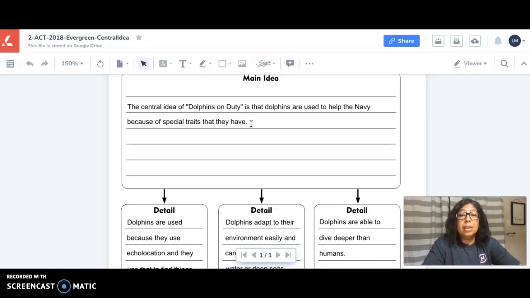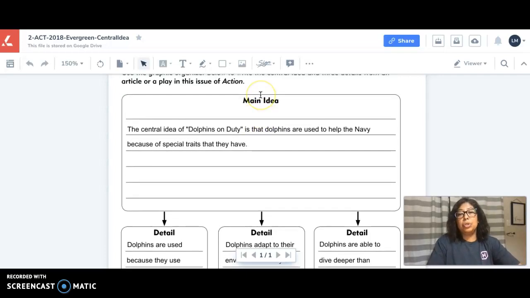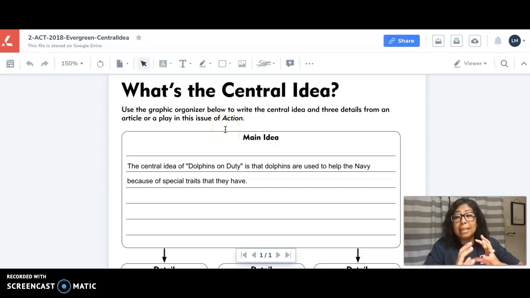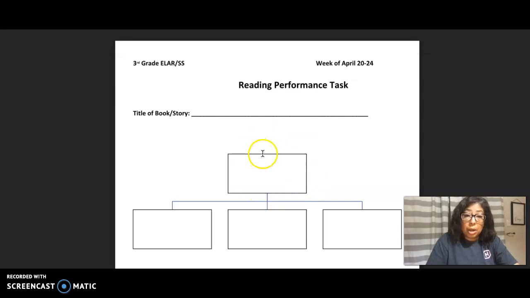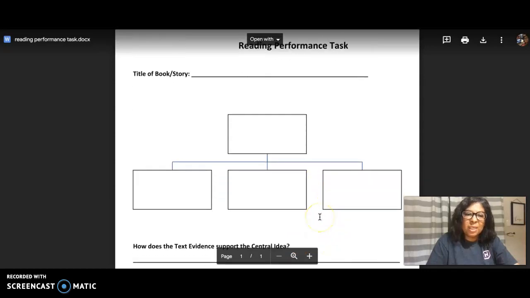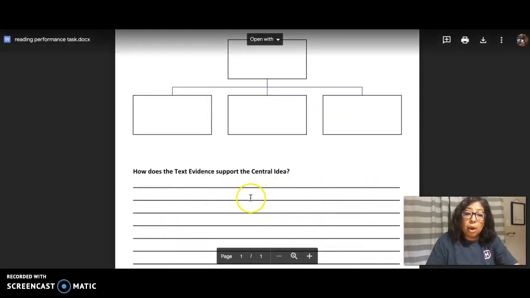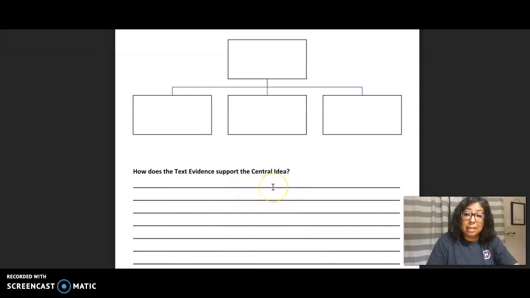This week, as we are going through our story and learning how to determine the central idea and finding the supporting details, we have to take that information and write it out and respond to our reading. For your performance task that is due later on Friday, you have a similar graphic organizer. You would put your central idea, your supporting details, and then you're going to respond, how does the text evidence support the central idea?